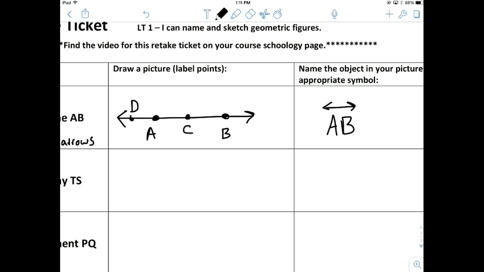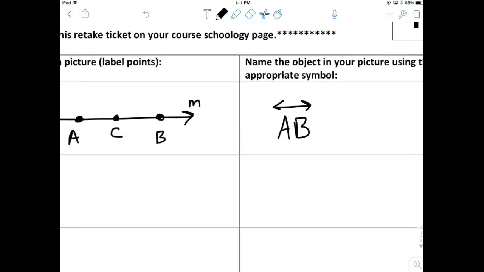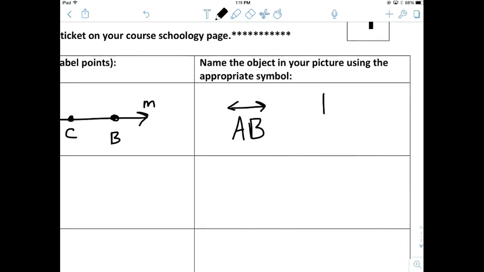There is one other way that you can name a line. Sometimes you will see a lowercase letter. For example, this is a lowercase m, not next to a dot, no point there. We can also use that, and you may see that sometimes, line m.